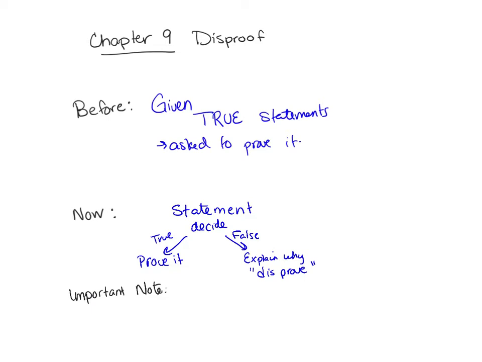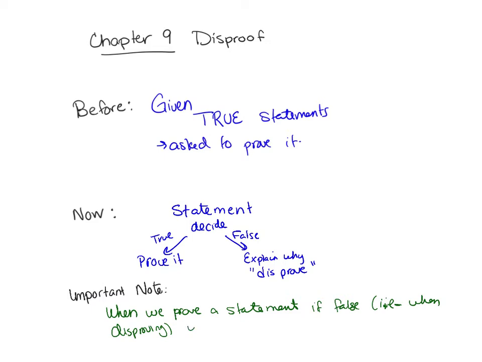An important note here: when we prove a statement is false, what we're really doing is proving its negation is true. I.e., when disproving, what we're really doing is proving the negation is true. So whenever you get stuck trying to disprove something, it's always helpful to think about what its negation is and try to prove that negation.